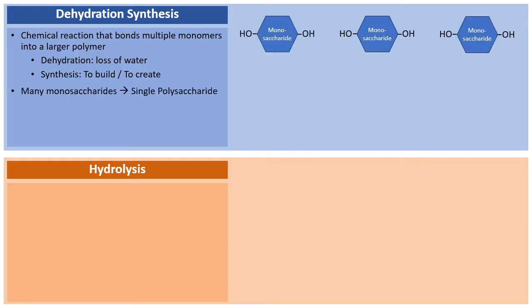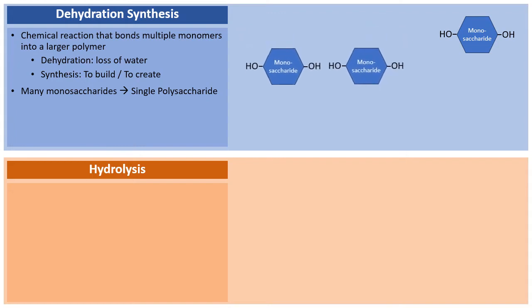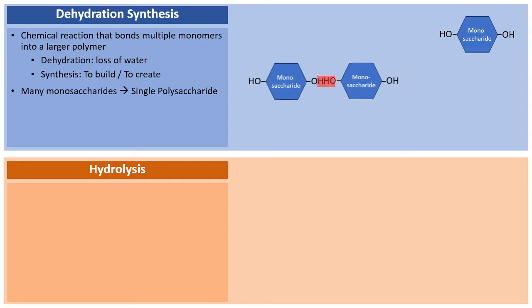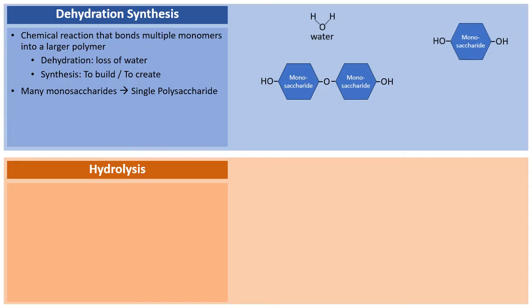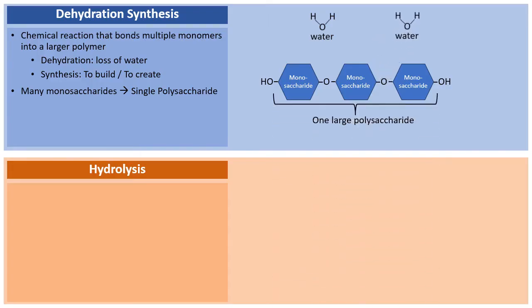Now, in the world of carbohydrates, the monomers are called monosaccharides. So here's three monosaccharides. They're brought together, and in a dehydration reaction, water is removed, and those two monosaccharides have been bonded together. This is now a disaccharide. But let's bring in the third monosaccharide. In a dehydration synthesis reaction, there's the two H's and an O. The water is removed, and all three have been bonded together to make a larger polysaccharide.